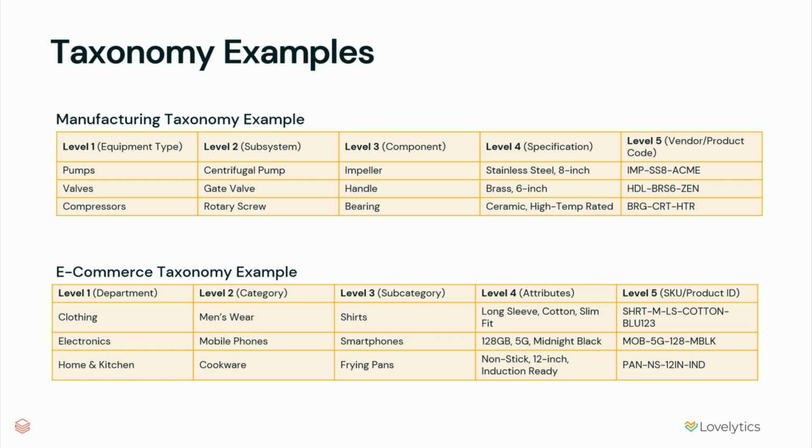Maybe level 1 could be a pump, which is an equipment type. Level 2 could be a centrifugal pump, so like a subcategory or subclass. Level 3 could be an impeller. Level 4 could be maybe stainless steel, 8 inches, and then level 5 could be a particular classification or a code. Now imagine a table having this level of rich and detailed data with all your 50,000 products in it, right? With this type of enriched data, you can do some amazing analytics on it.